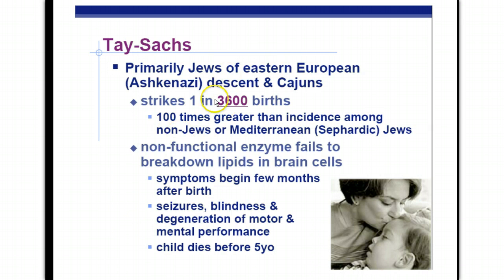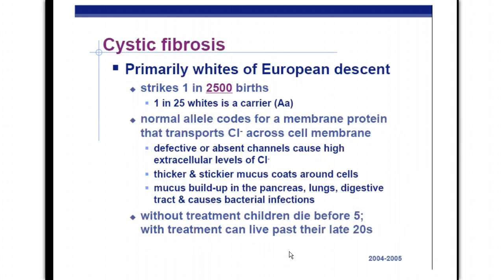Tay-Sachs is a disease that affects mainly Jews of Eastern European descent. Now this is just where the ethnic group first had the mutation to the gene for the enzyme that breaks down the lipids. It has nothing to do with religion. As far as what happens, it strikes in about 1 in 3,600 births, and basically it's the enzymes in the lysosomes that don't function to break down lipids in the brain, so they start to accumulate, and the kid dies by the time they're 5.